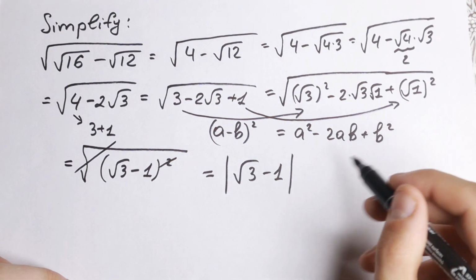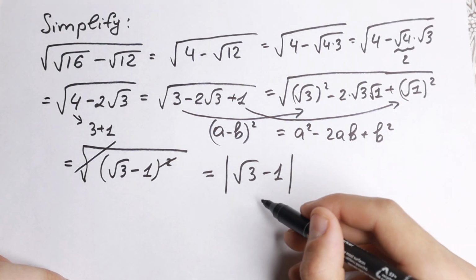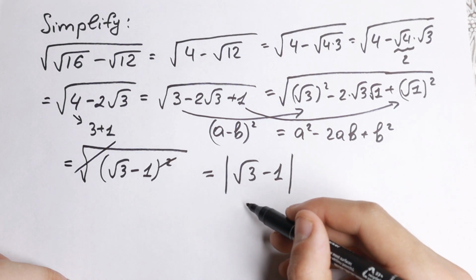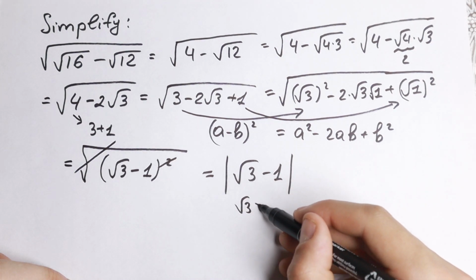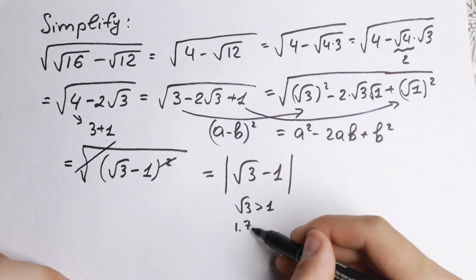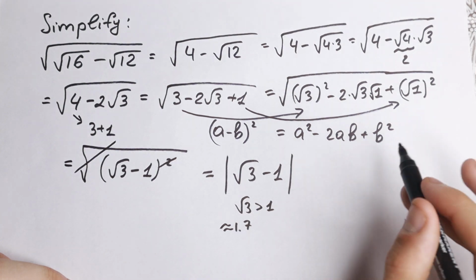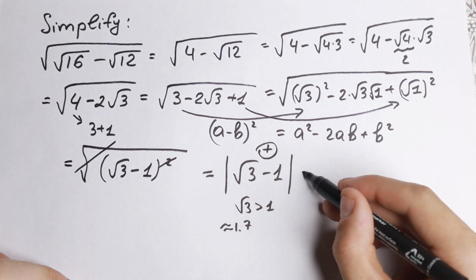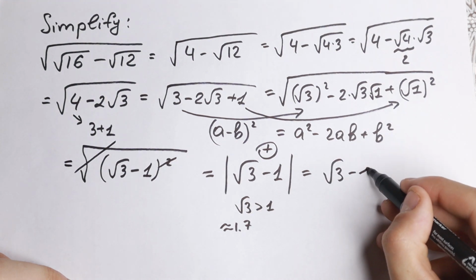But why I write it? Because we don't know the sign of this square root of 3 minus 1. And right now, if we write this absolute value, we need to check it real quick. So we have square root of 3 is greater than 1, because square root of 3 is approximately 1.7, something like that. So this is positive. And right now, we can easily cancel this absolute value. So we will have square root of 3 minus 1.